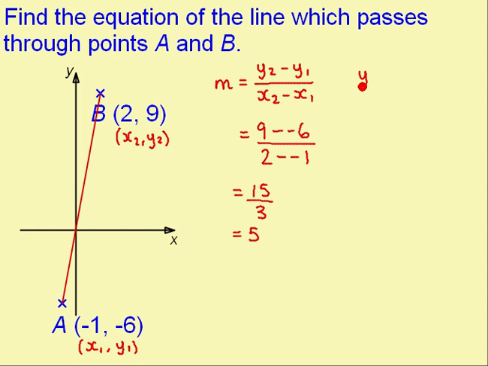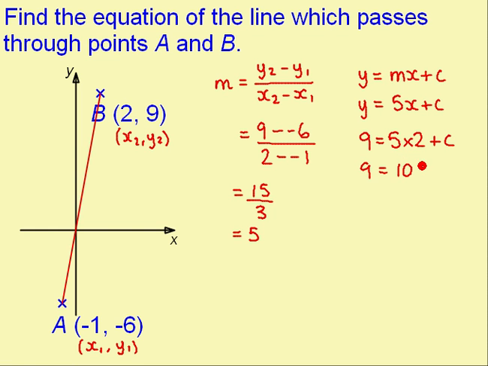So my equation will be y equals mx plus c, but I know that m is 5. To find c, I can use either of these 2 points, but I'm going to go for this one to avoid the negatives again. So y is 9, x is 2, and we've got plus c. So 9 equals 10 plus c, so c must be minus 1. Now I have the equation, it's y equals 5x minus 1.